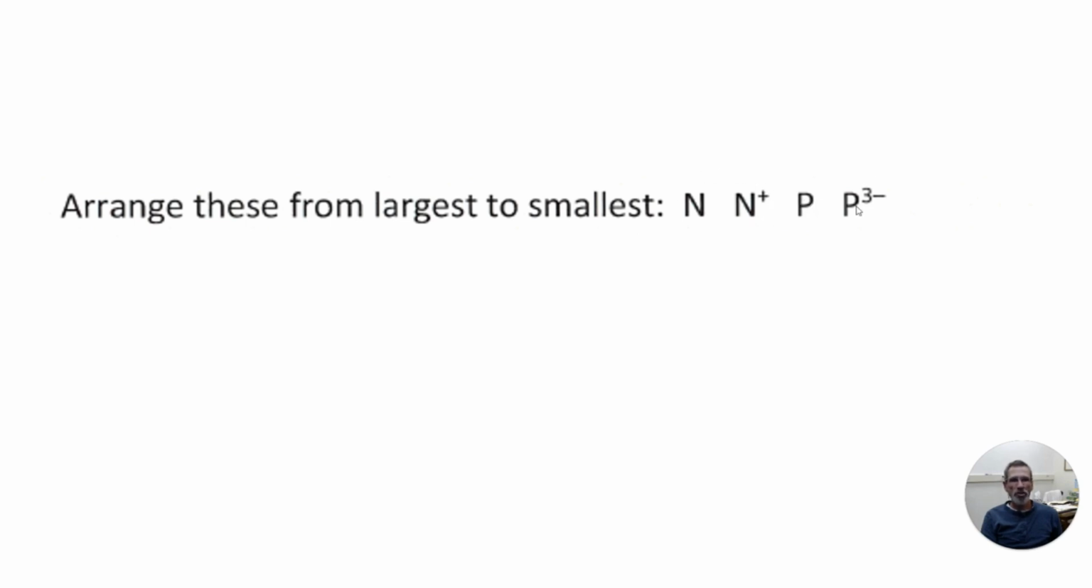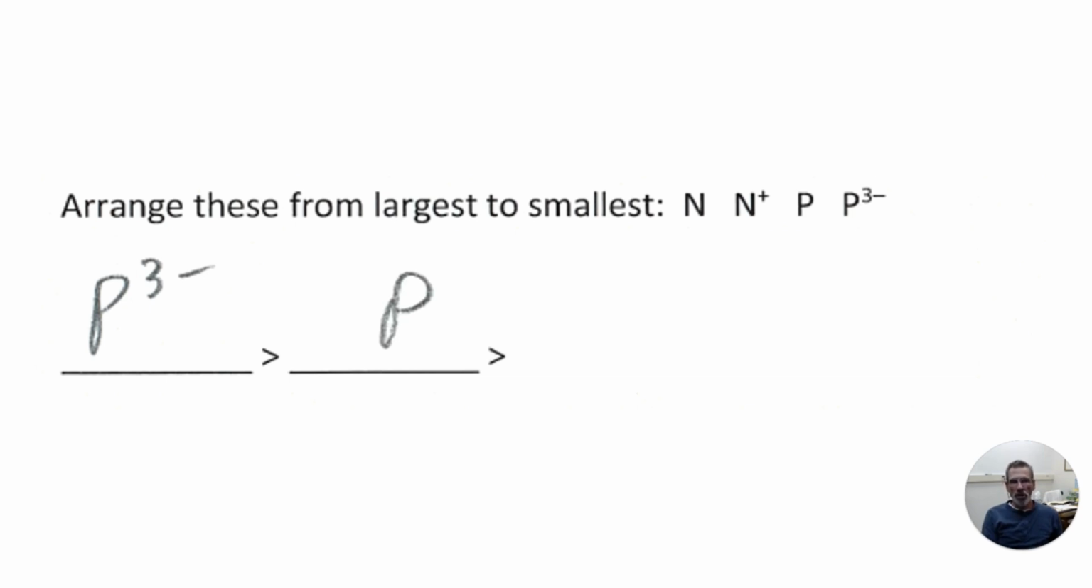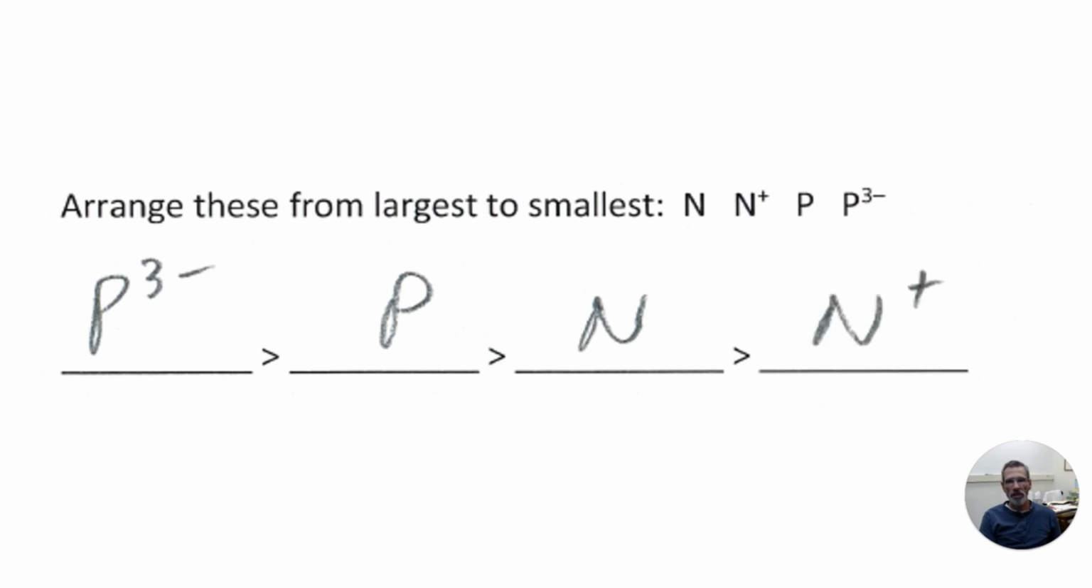Now, between phosphorus and phosphorus 3 minus, we remember the anion is always bigger. So I think the P3 minus is my biggest. Next, I think we have P. And now we're going to try to decide between N and N plus. So I think N plus is our smallest because cations are always smaller than their neutrals. So N comes next, and N plus is our smallest.